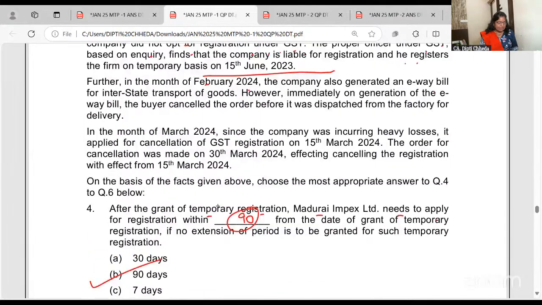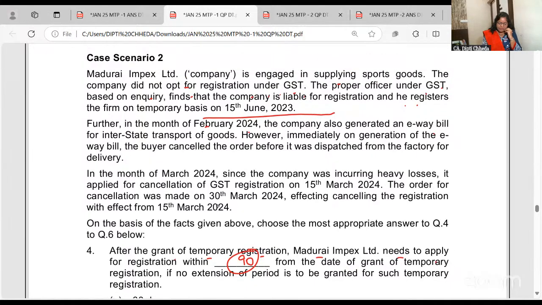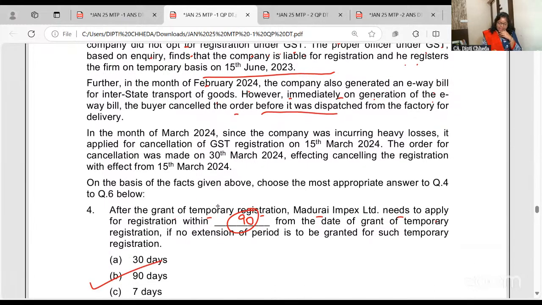Final return, we will check what it is. Further, in February, the company also generated an e-way bill, and immediately on generation of the e-way bill, the buyer cancelled the order. So within 24 hours, they can also cancel.